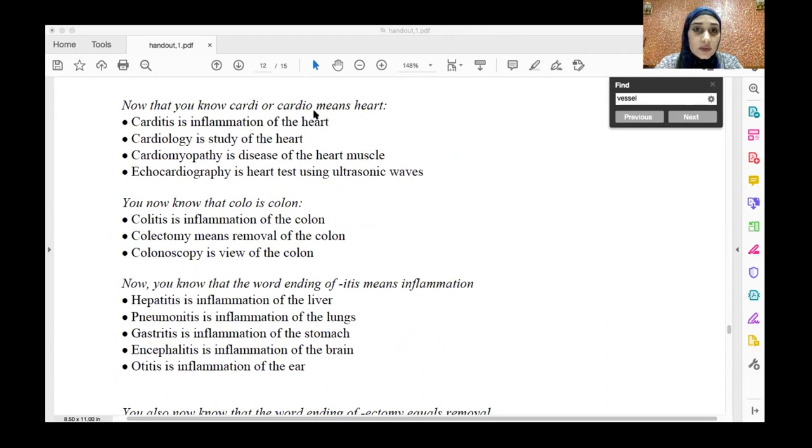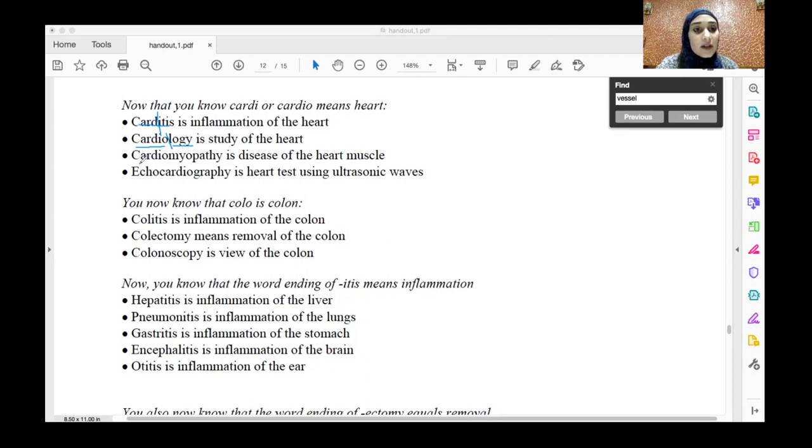Other examples, we have carditis. Here we have cardio alone means heart, and itis means inflammation. So carditis means inflammation of the heart. We have cardiology. As we said, cardio means heart and logy means study. So it's the study of the heart.